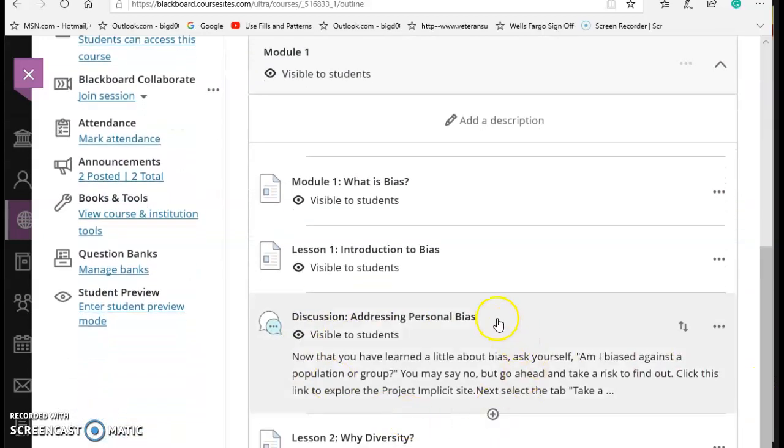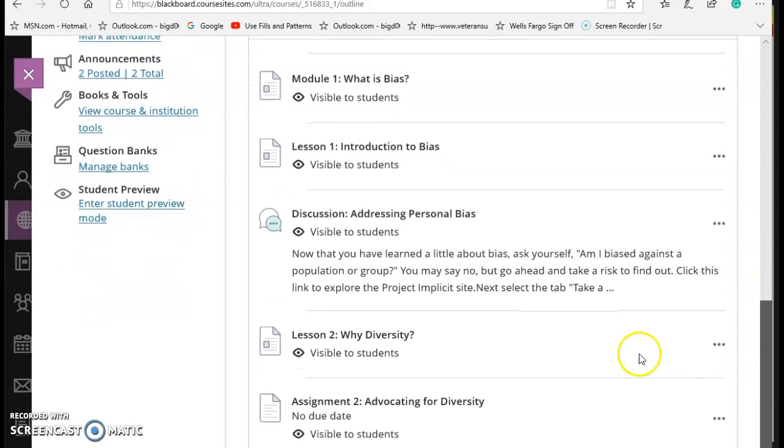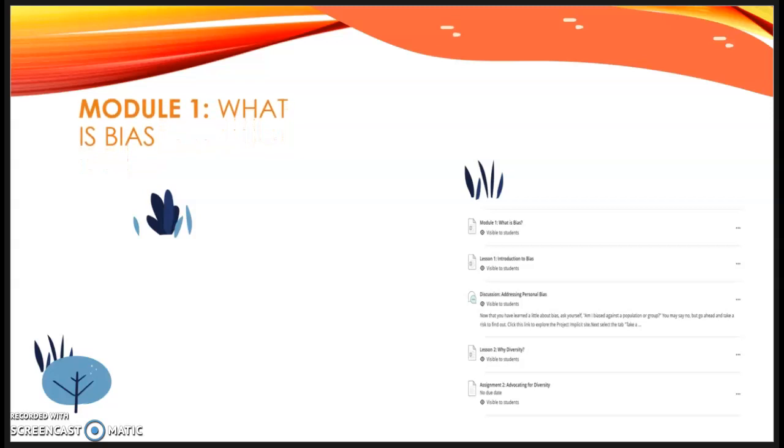The discussion board, you're able to address your own personal bias by taking the implicit aptitude test, which has about 14 different categories in which you can explore to see if you're biased or not. Why diversity? And finally, advocating for diversity. In Module 1, what is bias? We'll be exploring bias and what it means, which is a systemic error in thinking that impacts one's choice of judgments. And this was said by Vinny in 2018.